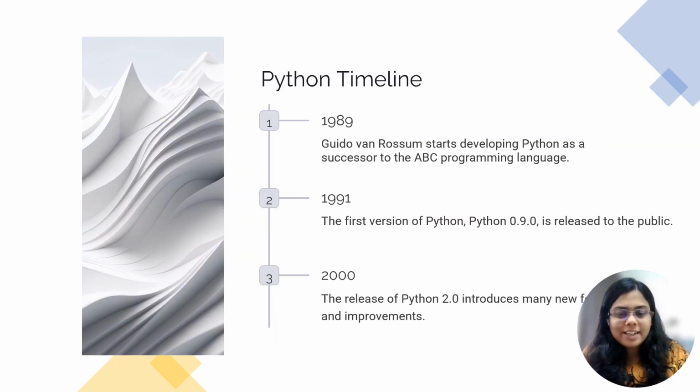So now let us take a look at Python's timeline. As we have already mentioned, in 1989, Guido van Rossum started developing Python, and it was a successor of the ABC programming language. And then in 1991, the first version was released. It was Python 0.90, and it was released to the public for use. In 2000, there was a new release, Python version 2.0. Now we are currently at Python 3.x version.